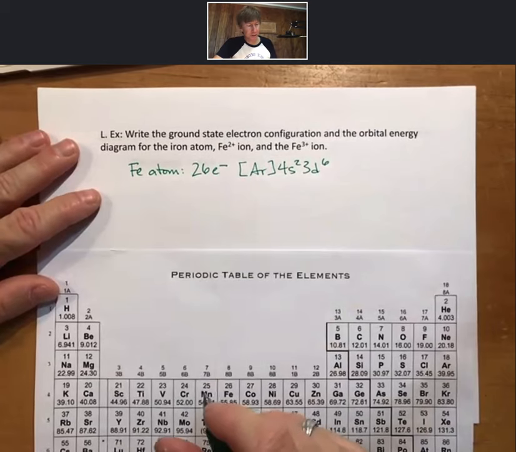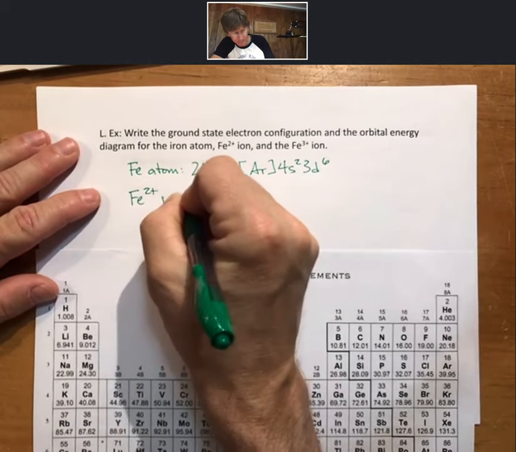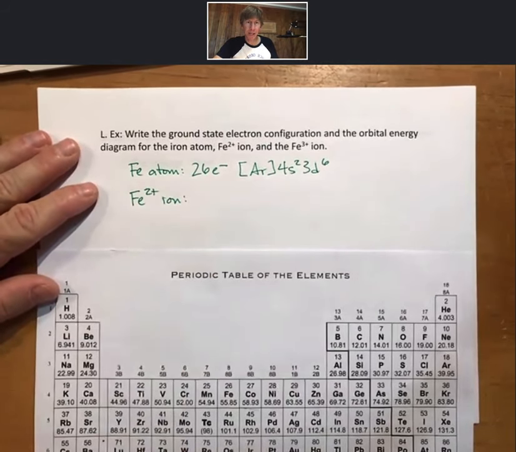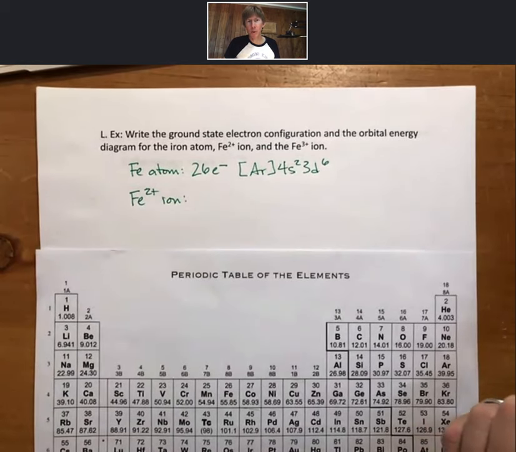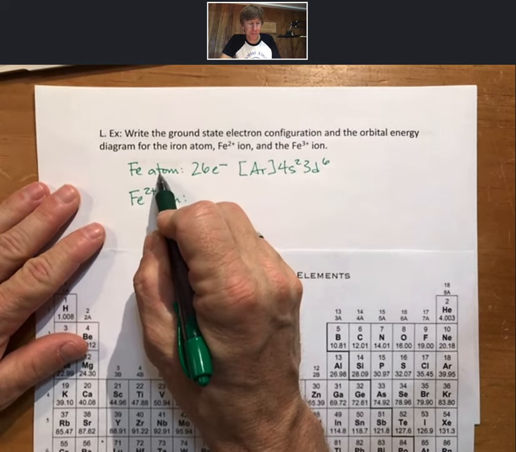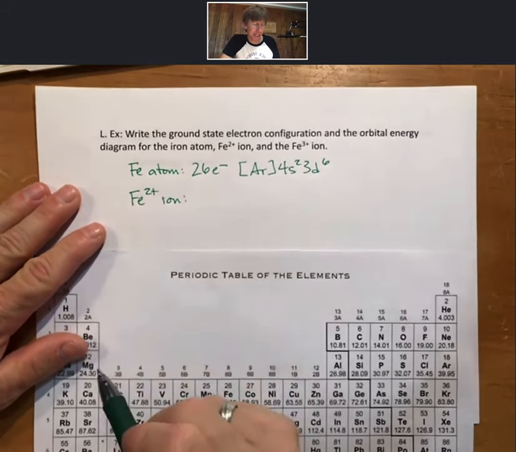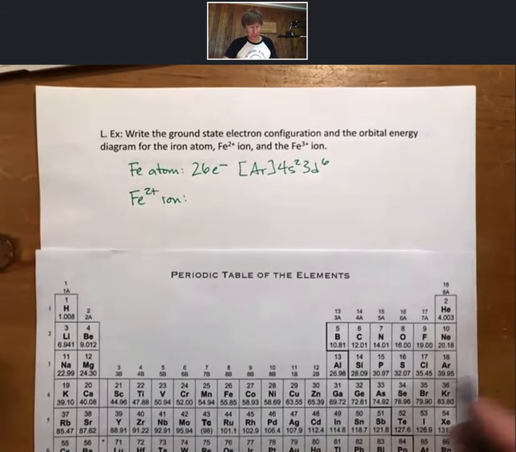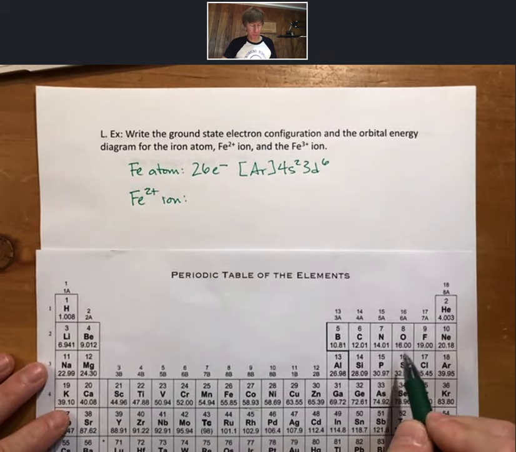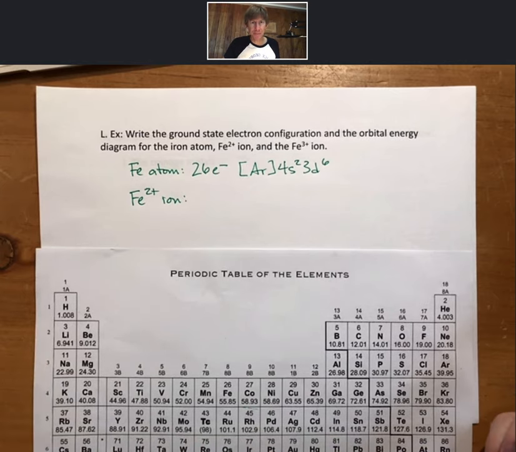Then for the iron 2+ ion, we have 24 electrons. One thing I always like to do is the atom first and then take electrons away. If you do the iron 2+ ion first, you'll say 24 electrons. I've seen a number of students do this, where they go according to the shape of the periodic table and end up with 4s2, 3d4. You won't do that. I won't do that anyway.